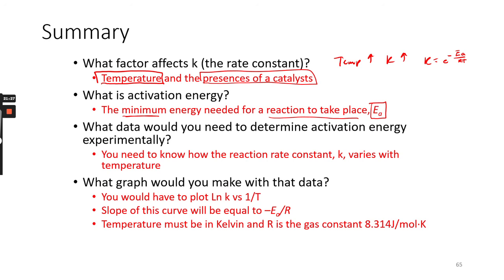What data would you need to determine the activation energy experimentally? Well, you have to measure the rate constant at various temperatures. So you need the rate constant k at various temperatures. Then you would make a plot of the natural log of k versus 1 over T. And the slope of that is equal to negative Ea over R, and then you could solve for Ea. Remember, temperature must be in Kelvin, and R must be 8.314 joules per mole Kelvin.